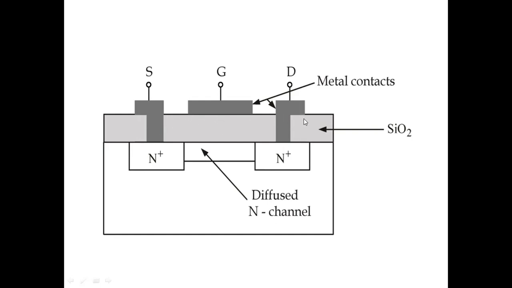Holes are made on the oxide film to establish metallic contacts with the source and drain regions.